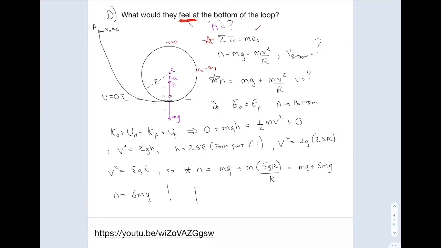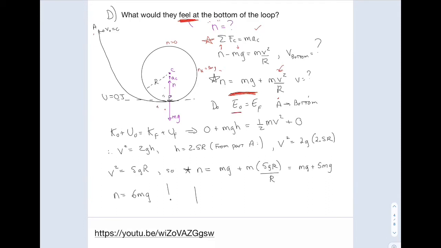I'm applying net force centripetal equals ma centripetal. N points positive, mg points negative. Again, I'm trying to find n. So I solve this for n, but I don't know the speed at the bottom. So now it's an energy problem. So I do E initial equals E final from point A up here to the bottom.